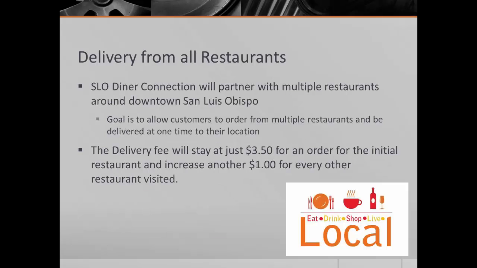The multi-restaurant delivery service, which I will now refer to as Slow Diner Connection, will also allow the ability to deliver from multiple restaurants in one order. The initial delivery fee will still be $3.50, but for every additional restaurant after that, an additional $1 will be added to the delivery fee. We feel that this option will make us stand out over the competition. Being able to customize an order to the needs of all involved will be a benefit for Slow Diner Connection.